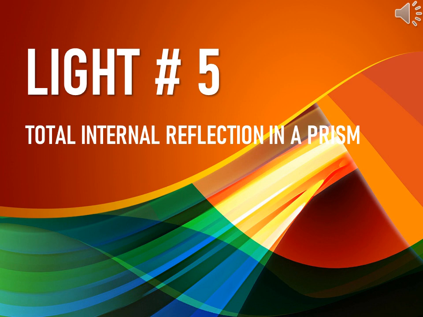We have three different types of prisms: total reflecting prism or right-angled isosceles prism. Second is equilateral prism, and the third is right-angled prism. So we will discuss the behavior of light and total internal reflection happening in these three different prisms. So let's proceed.